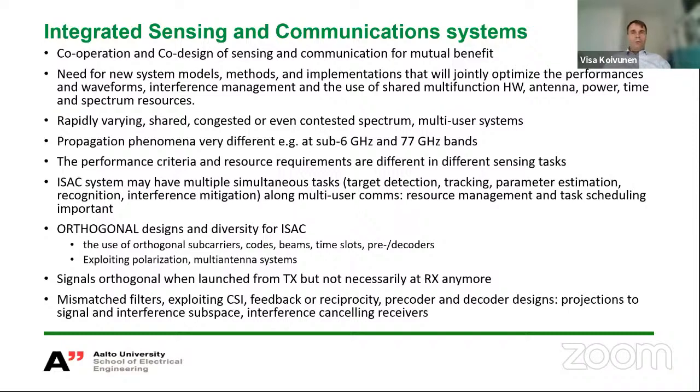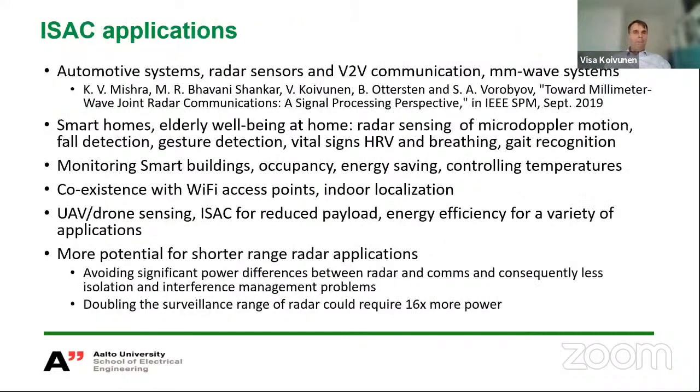And if for both radar and communication you are using digital transmissions, then you could also use interference cancelling receiver structures to take care of the interference, and that will also work if you have a power imbalance between the radar and communication systems.